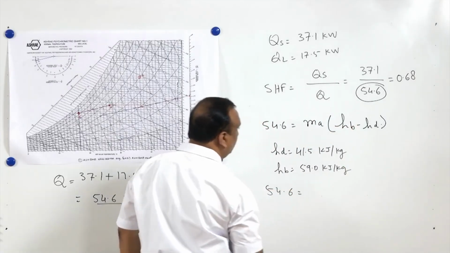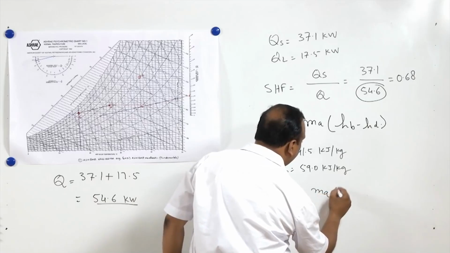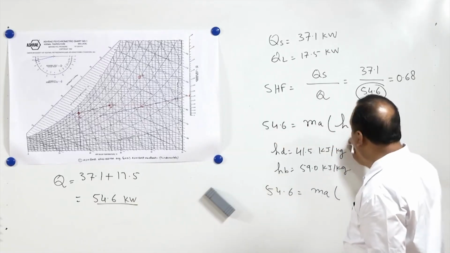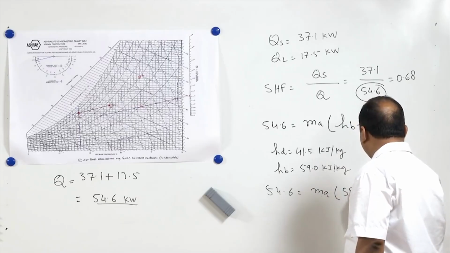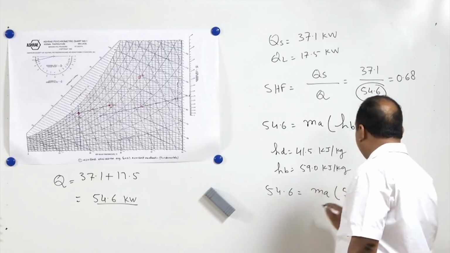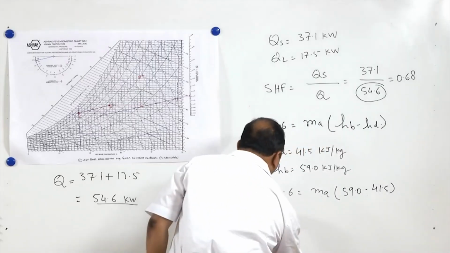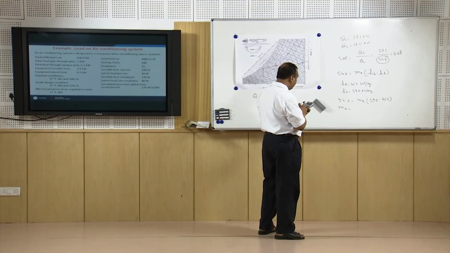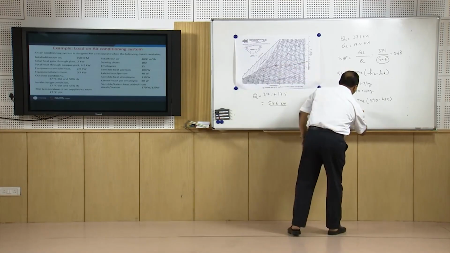So, 54.6 is equal to mass of the air multiplied by HB minus HD, that is 59.0 minus 41.5, and in this case we will get a mass flow rate of 54.6 divided by 59 minus 41.5, 3.12 kg per second.